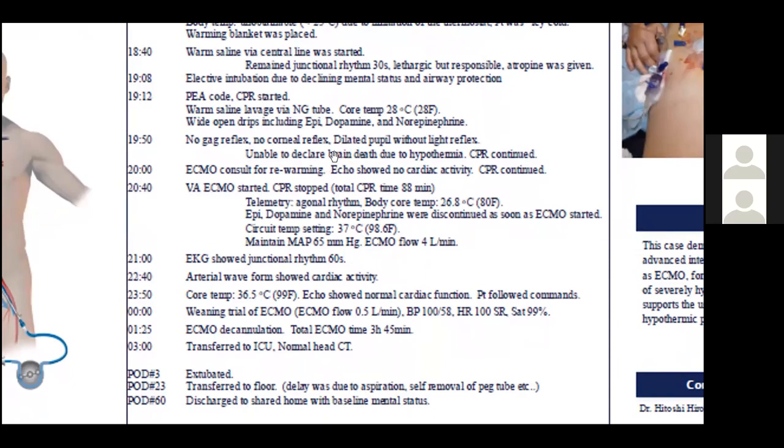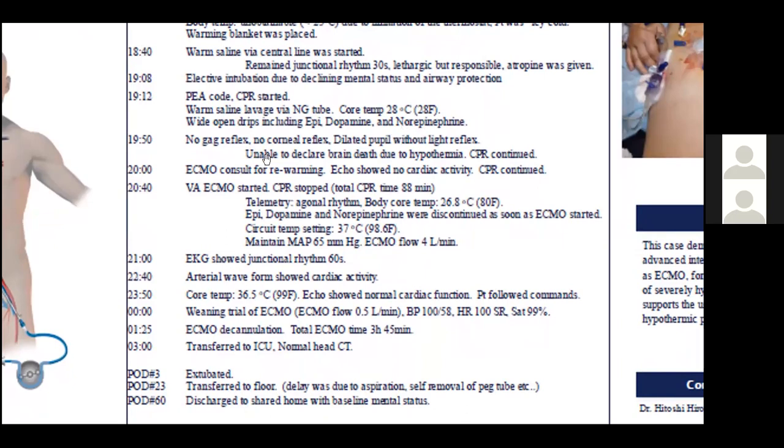The doctors were not able to declare the brain dead due to hypothermia, and CPR was continued. Like I said earlier, we can't declare a patient dead if the core temperature is less than 30 degrees centigrade. So we have to rewarm the patient up to 30 degrees centigrade just to declare death as well.